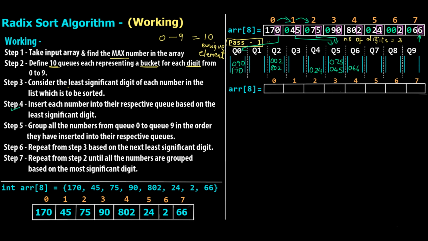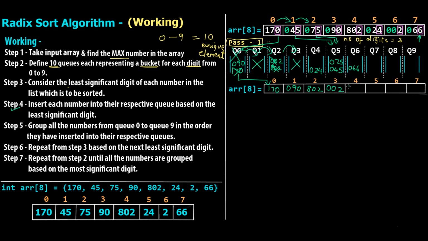Okay. So 170 was entered in Q0 at the very beginning because we started from 0, right? So we'll write 170 over here. This is done. Then we have 090, so I'll enter 090. So Q0 is done. Then I'll move to Q1. We don't have anything in Q1. We move to Q2. We take 802, which was entered first, so I'm going to write 802. This is done. Then the next was 002, so I'm going to write 002. This is done. Then I move to Q3. There's nothing in Q3.